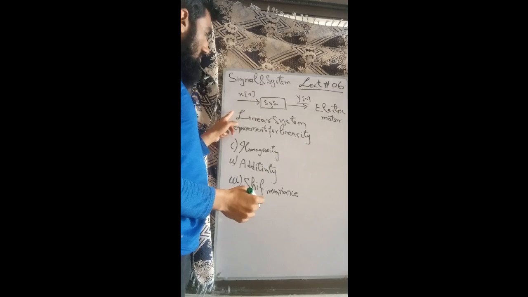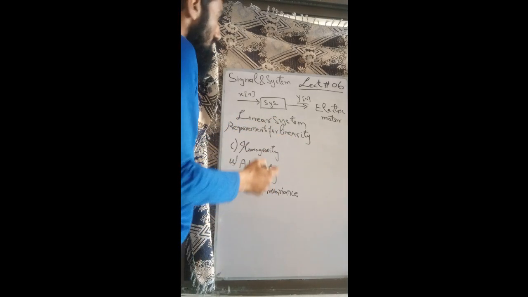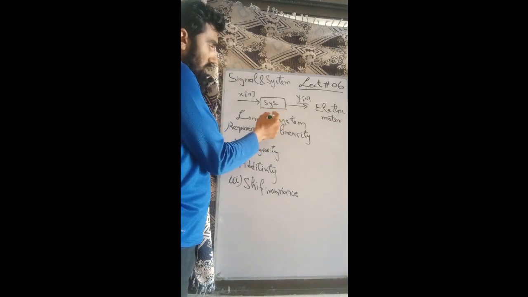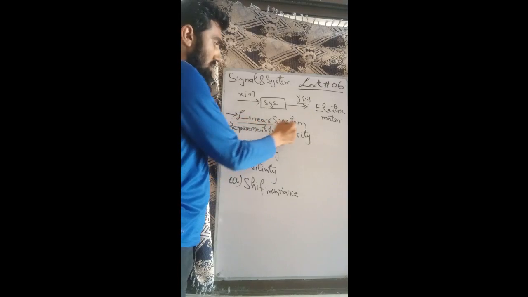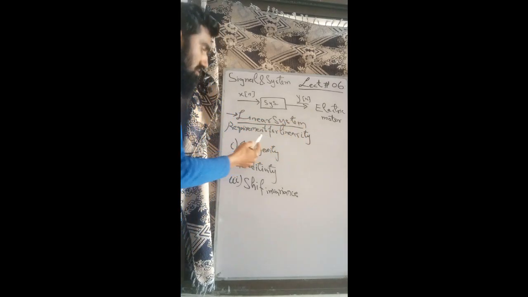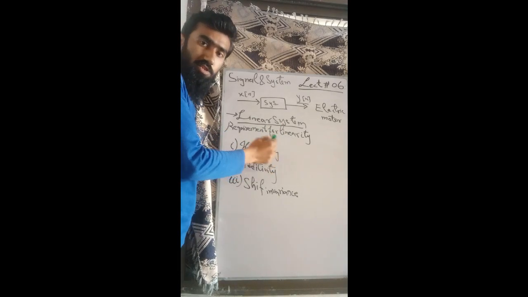Now today's concern is about the linear system, the requirement for linearity. We have studied some important systems, and the most important was the linear system. So what is a linear system? Requirement for linearity, we will see. First, a linear system should have the homogeneity property.